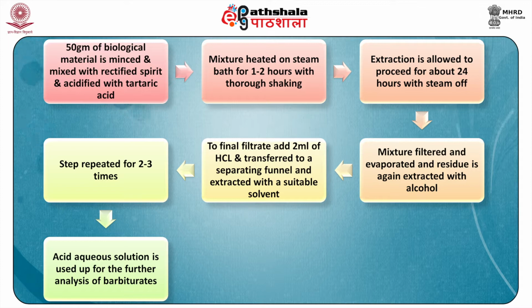To the final filtrate, you have to further add 2 ml of hydrochloric acid and then transfer it to a separating funnel and extract with a suitable solvent like ether, chloroform, etc., in portions of about 25 ml. This step is repeated 2 to 3 times, that is, every time you will take 25 ml of ether after adding the 2 ml HCl, and then this extract is taken out.